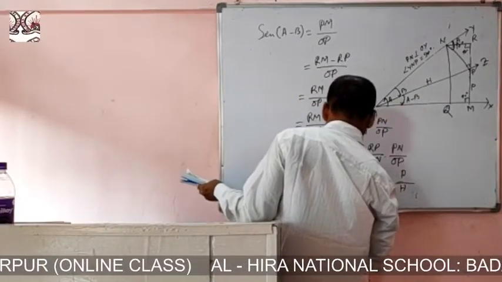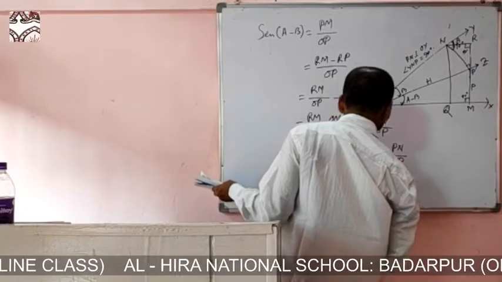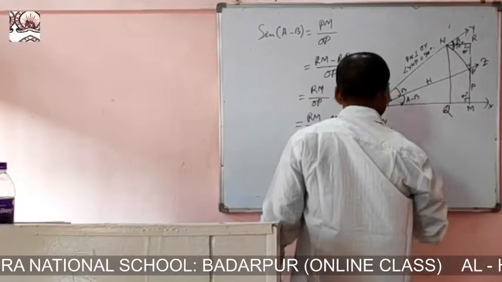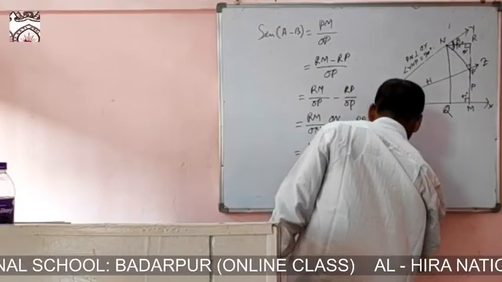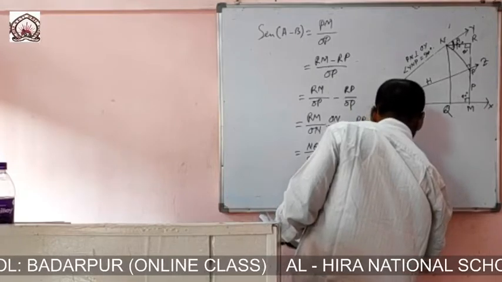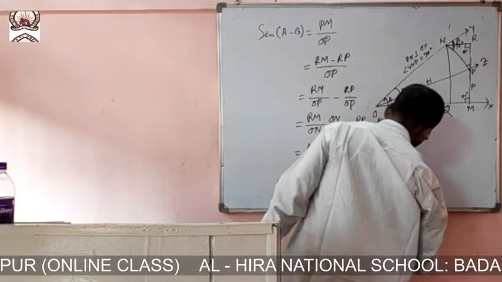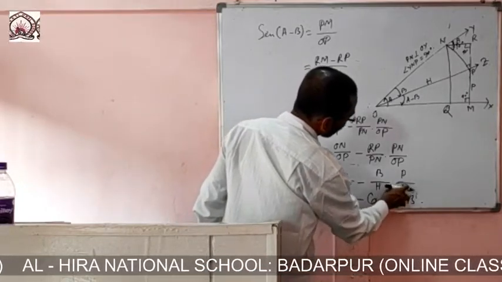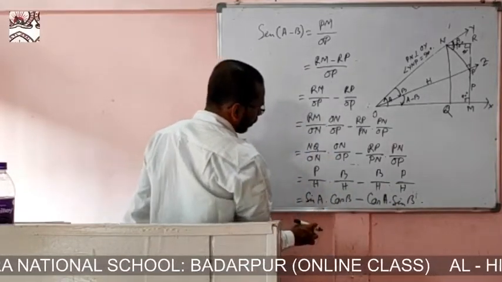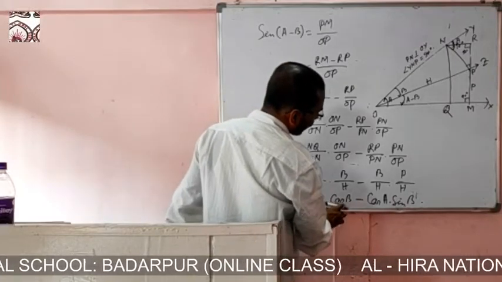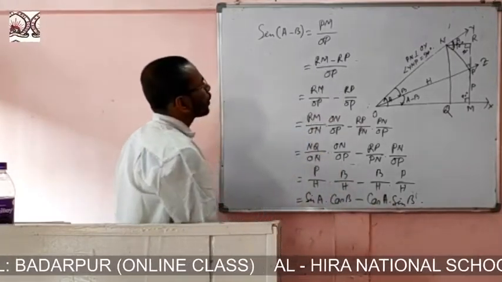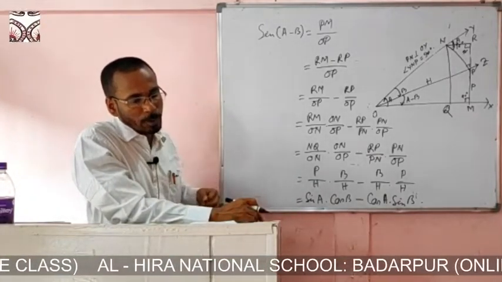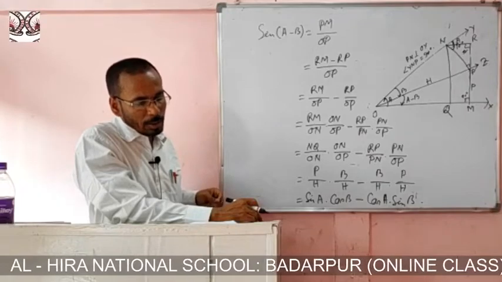So sin A cos B minus base by hypotenuse for this angle A, that is cos A, into sin B. So sin A cos B minus cos A sin B. So we are getting the sin A minus B formula: sin A cos B minus cos A sin B.